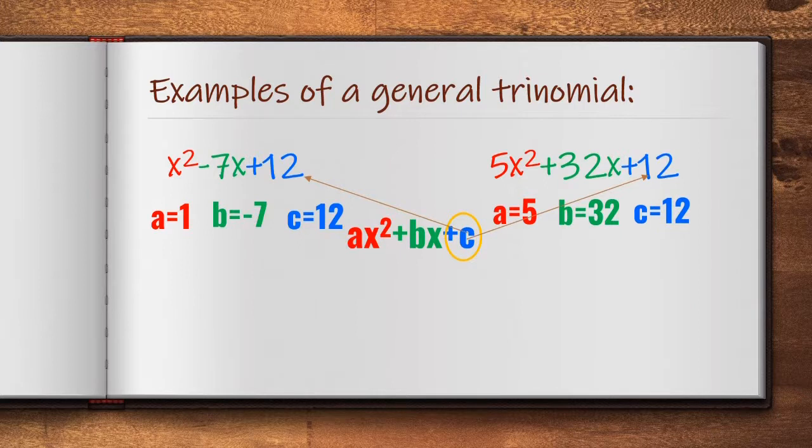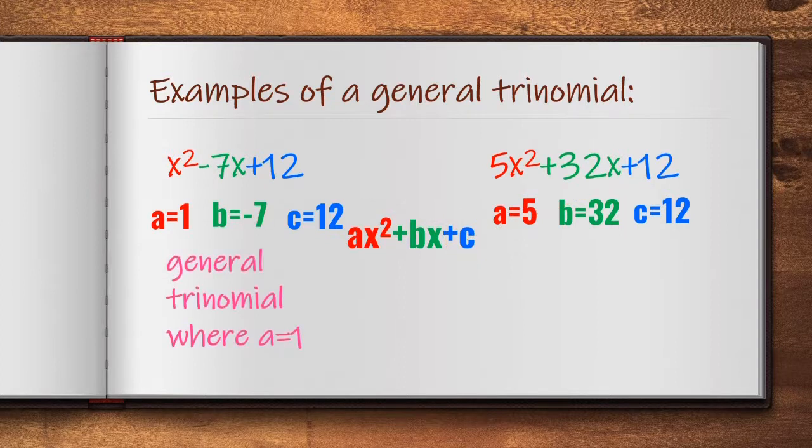Please note, kapag sinabing a, b, at c, ang tinutukoy lang ay numerical coefficients. Hindi po kasama ang variables. So, the first example is a general trinomial where a is equal to 1, and the second example is a general trinomial where a is not equal to 1. Tandaan nyo yan, yung dalawang uri ng general trinomial.